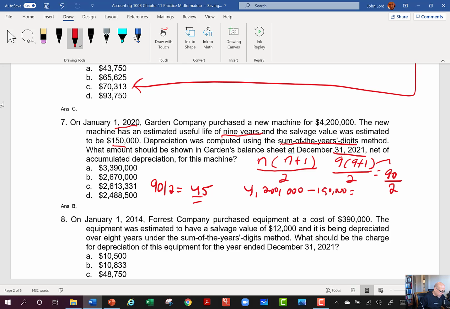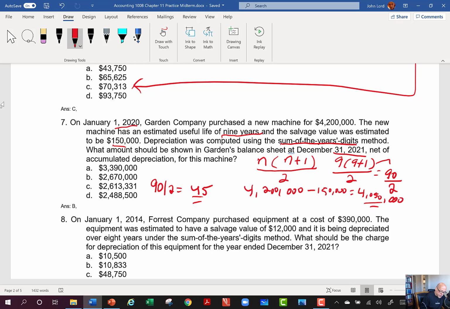And when I do, I get 4,050,000. Okay, that's my depreciable base right there. So now I go ahead and I start to do my calculations. What's going to happen in the first year? Where do I want to write this? I'm going to write it up here, guys.